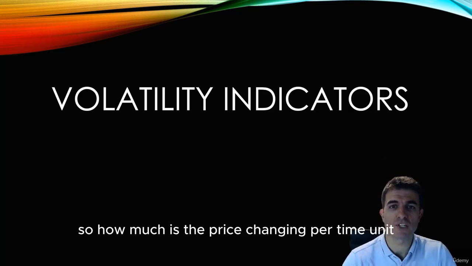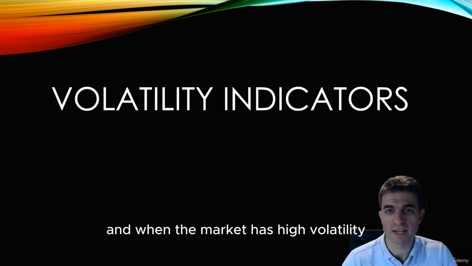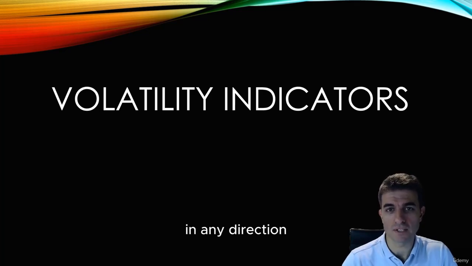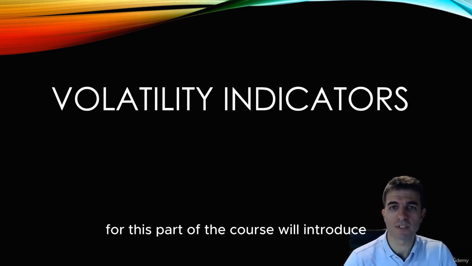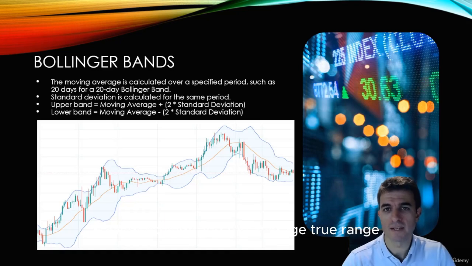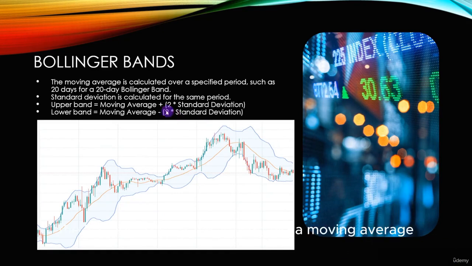So how much is the price changing per time unit? How much is it jumping? And when the market has high volatility, this means that the price is changing quite fast in any direction, positive or negative, or even in both directions at the same time. So for this part of the course, we will introduce two of my favorite volatility indicators, the Bollinger Bands and the average true range. So we're going to go through both of these now in the next videos. The Bollinger Bands are nothing but a moving average, which is calculated over a specified period, such as, let's say, 20 days, or for a 20-day Bollinger Band.